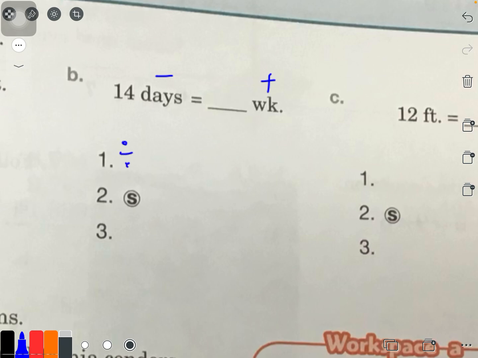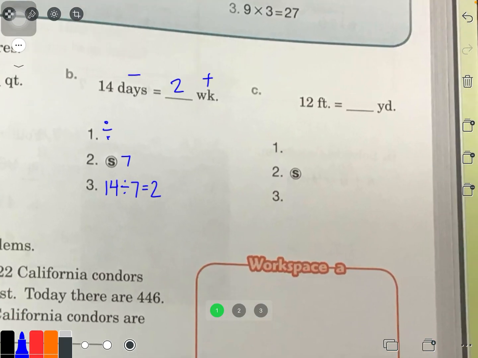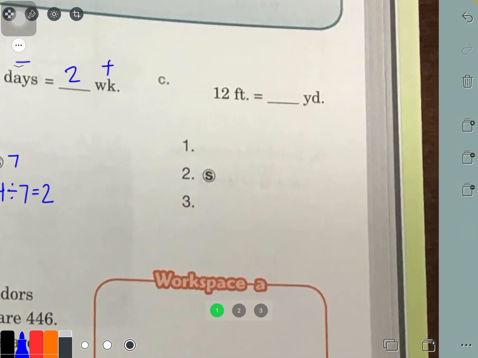Now I'm going to look at the smaller unit again and ask myself, how many days are in a week? 7. So now I can bring in this number. It's going to be 14 divided by 7. And if you remember your 7's division tables, it's 7, 14, oh, 2. So easy. 2 fingers. So 14 days equals 2 weeks. Now for C, we are going to do at our Zoom meeting.